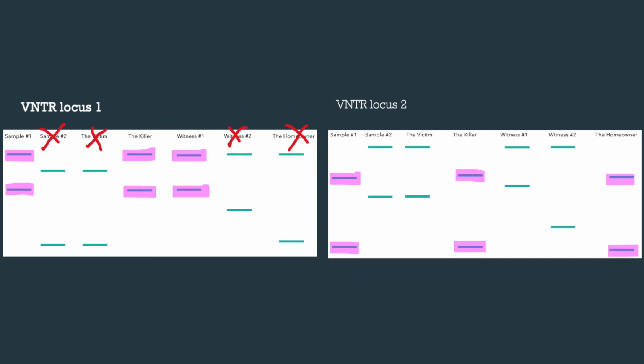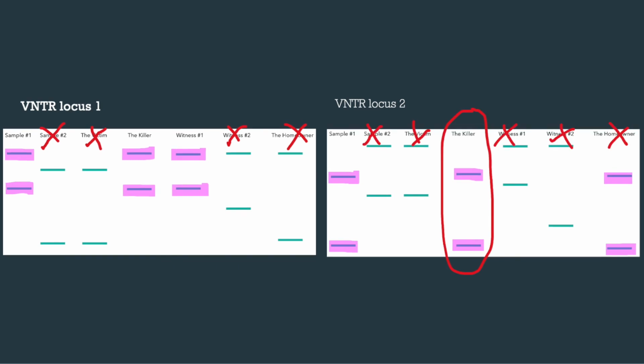To determine who the DNA belonged to between the killer and witness 1, we must look at locus 2. We see in locus 2 that sample 1 only matches with the killer and the homeowner. Since the homeowner wasn't a match for locus 1, we can verify DNA sample 1 had to belong to the killer. For the DNA to be a match and the individual to be considered the owner of the DNA, both alleles have to match to both alleles of the specific DNA sample. Therefore, from these results, we can conclude that DNA sample number 1 belonged to the killer.